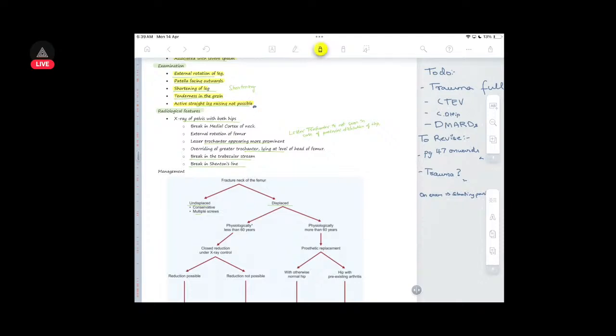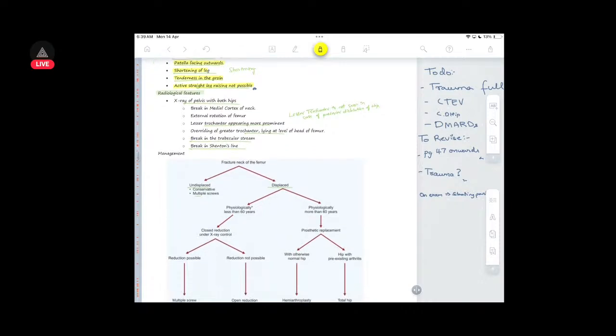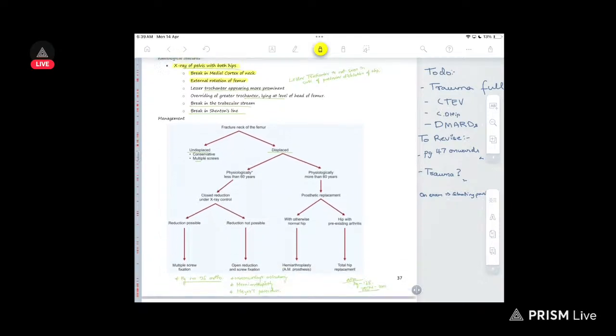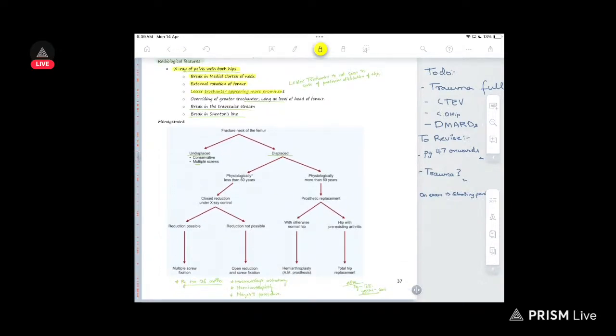Then radiological features. You have an X-ray of the pelvis with both hips. There is a break in the mid cortex of the neck, and external rotation of the femur can occur. The lesser trochanter will appear more prominent. There is overriding of the greater trochanter lying at the level of the head of femur. There is a break in the trabecular seam and a break in Shenton's line. The lesser trochanter is not seen in case of posterior dislocation of the hip.